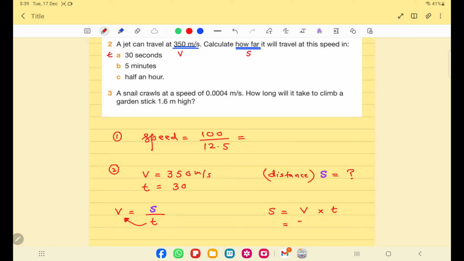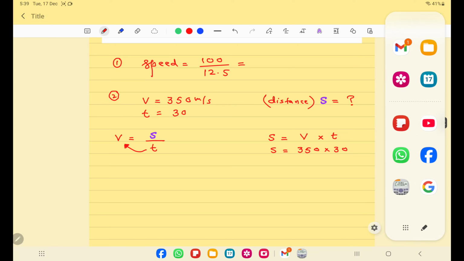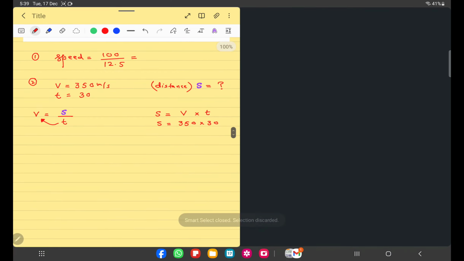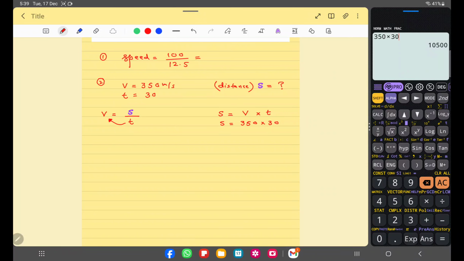V is the speed. Speed is 350 and the time is 30 seconds. Note down this calculation. Now I am using the calculator. It is 350 into 30. So the distance is 10500. So it has covered 10500 meters during a time interval of 30 seconds.